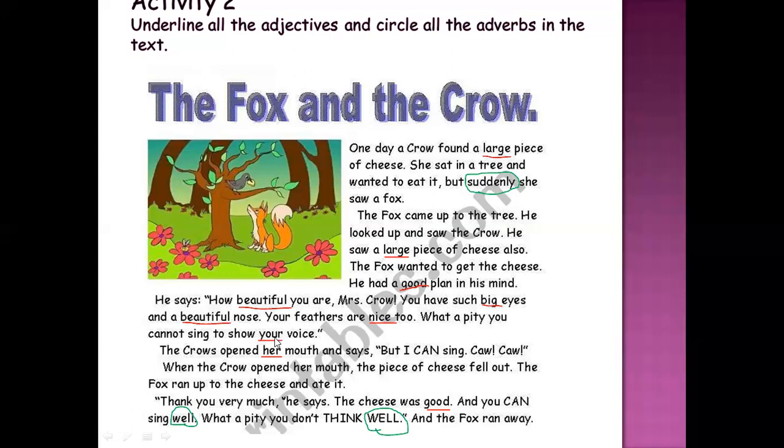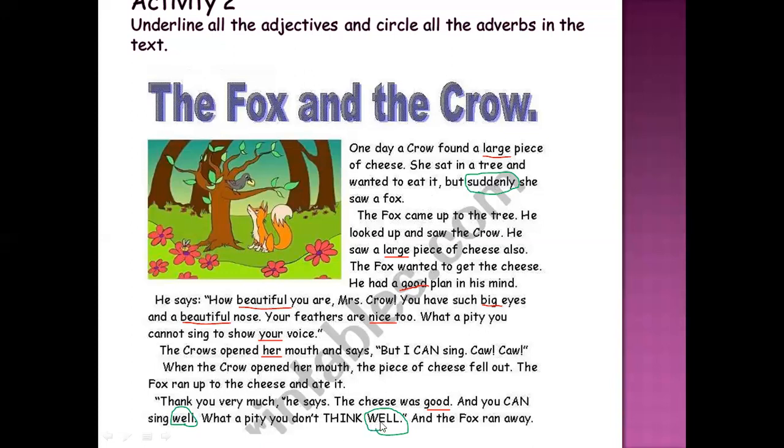Nice. Your voice. This word your describes this noun voice and shows possession, ownership. Your voice. Again, her and good. And this word good describes the quality of this cheese. It's a good one. And what about adverbs? There are only two adverbs, suddenly and will.